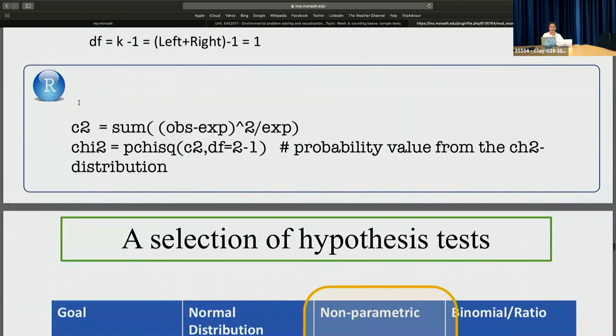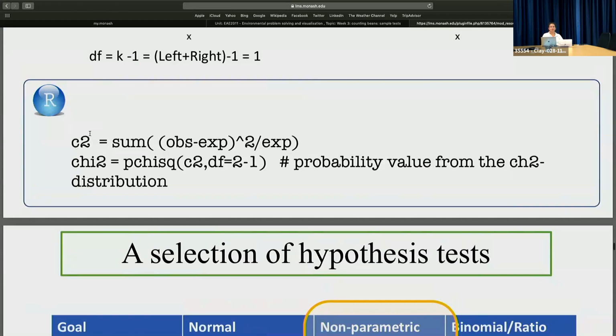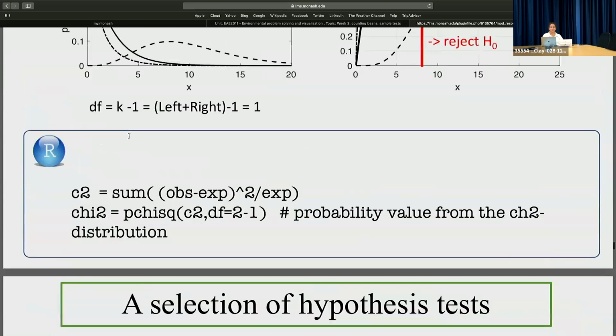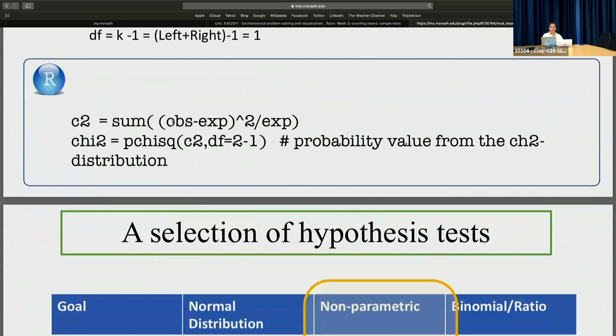So I can create my own test in R. This time I have a new variable I've created called C2. I just called it chi-square C2, and it equals the sum, right? Because we're summing, this was the summation of the observed minus expected squared divided by expected, right? I just have 2 here.